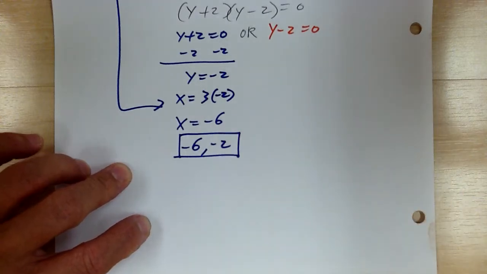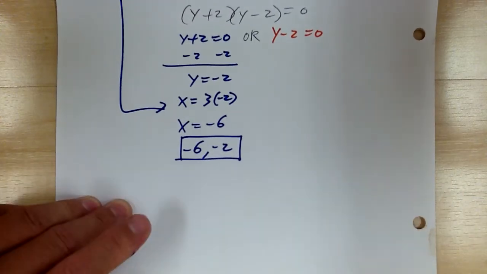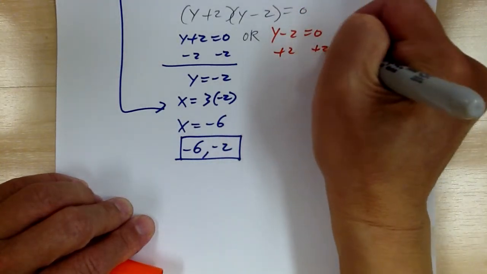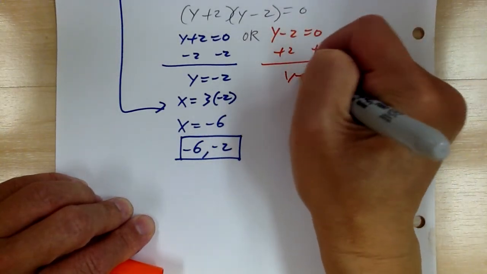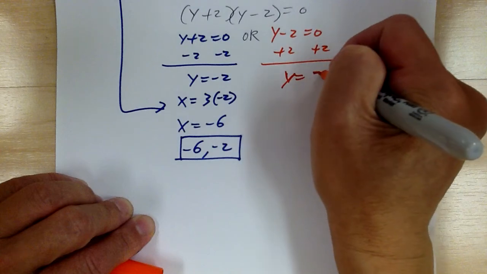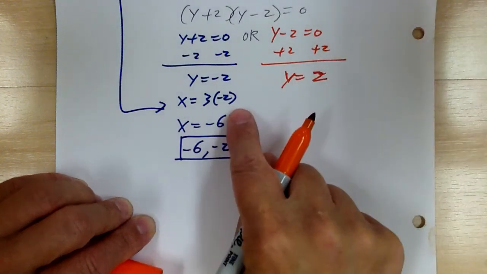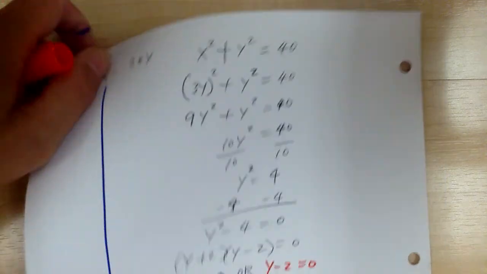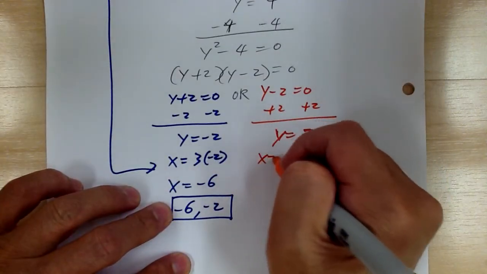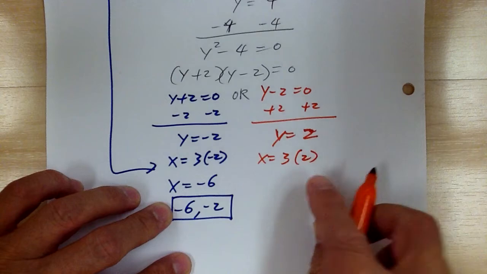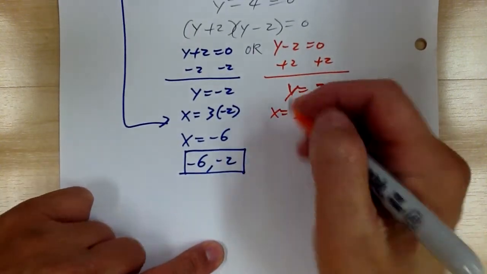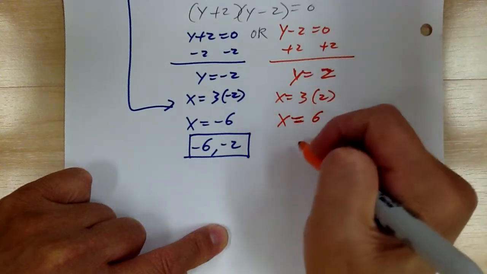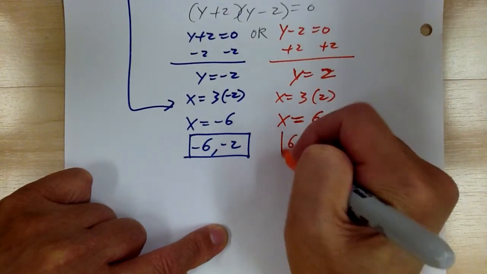On this side, okay, again, keep doing the same thing. So plus 2 on both sides. So you're going to get y equal to 2. And you can use this equation from here, x equal to 3 times y. Again, you substitute in parentheses. So x equal to 6. So from this side, the orange side, you're going to get 6 comma positive 2.